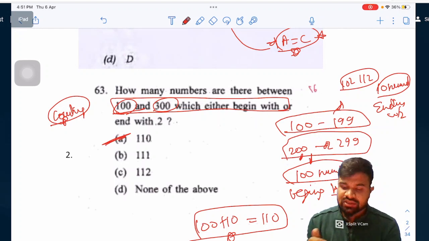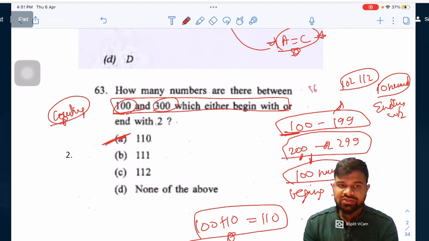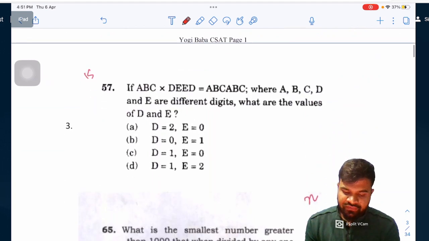These questions are simple. The line of thought is to just break it into hundreds. That makes your work easy. Just break it into hundreds and look at them separately. That is the way.